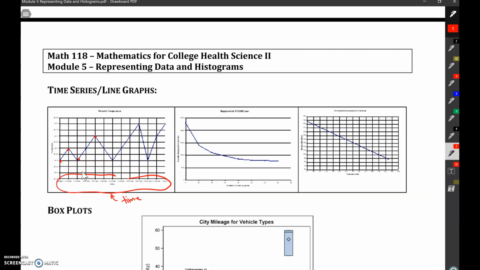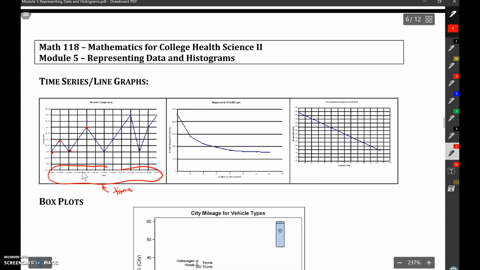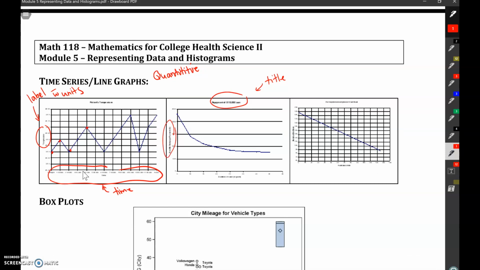Always. Okay. Our vertical axis, we want to see a label with units. Okay. And we always want to see a title on our graph as well. Okay. So a time series or line graph is typically used, again, for quantitative values. So we've got something being measured up the vertical axis and tracked over time.